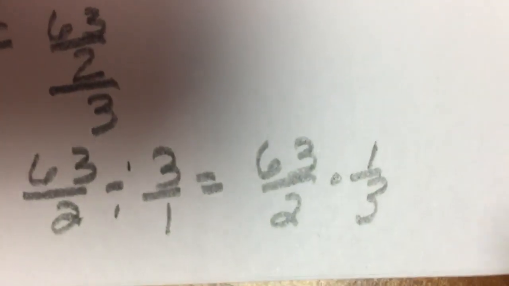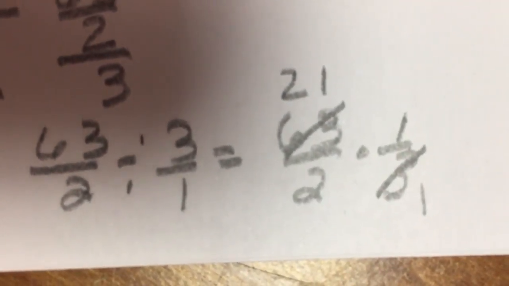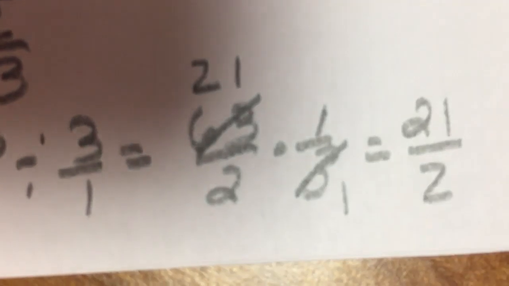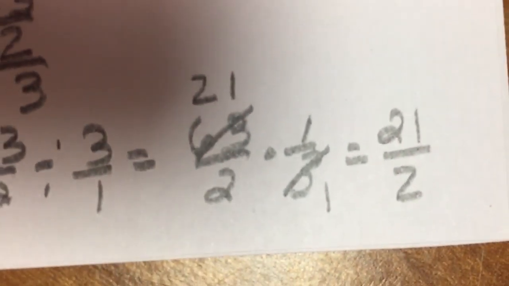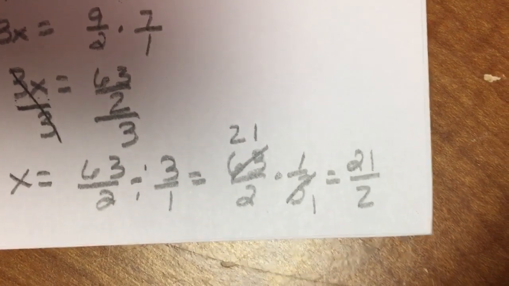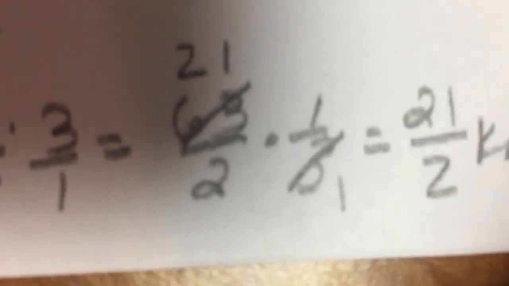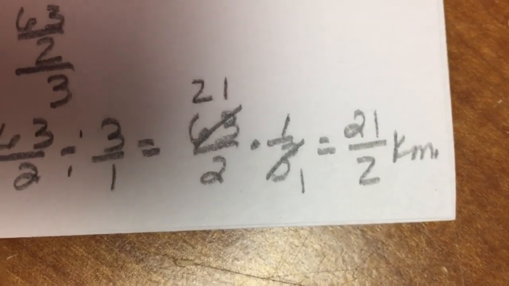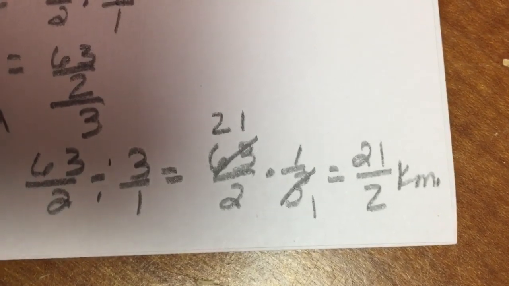Now, we can cancel. 3 does go into 63. 3 goes into 3 once, and 3 goes into 63 21 times. So the answer to that problem is 21 over 2. 21 over 2 what? If you reread the problem, we were looking for a number of kilometers. So it'd be 21 over 2 kilometers. And that would be the answer to the story problem. And there you go.